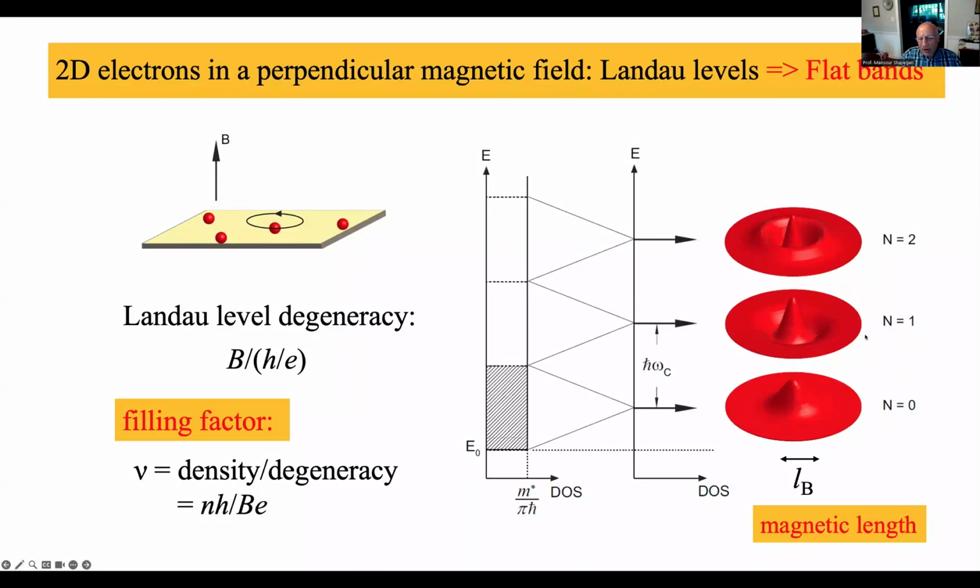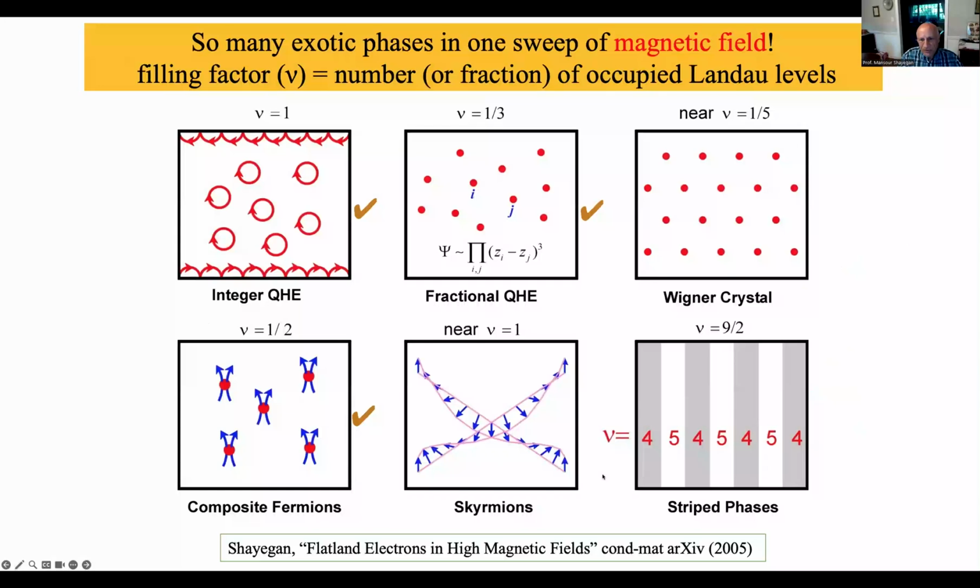So these even-denominator states so far had been observed primarily in this n equal to 1 Landau level, and now we are seeing them here. As I'll show you later, you'll see why.